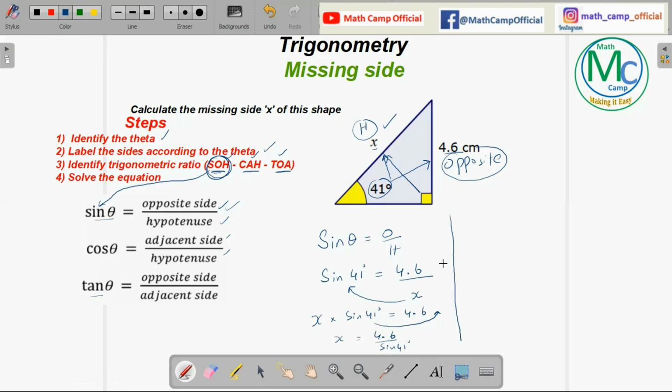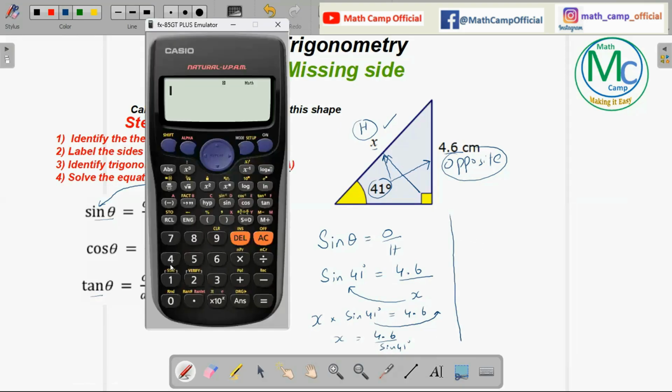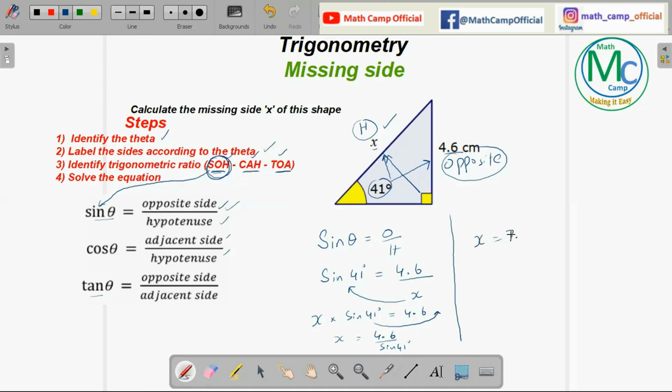At this point, we have to use our calculator. 4.6 divided by sine 41 degrees. We have to close this bracket. So now we can find the missing side, which is 7.01156. So we will use 7.0. If we round to 1 dp, it will be 7.0, or for 2 dp, it will be 7.01.